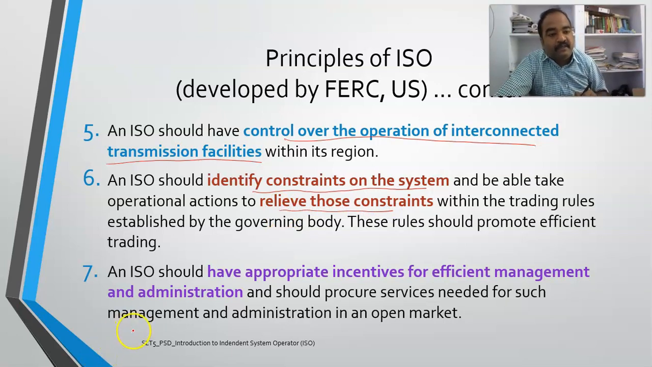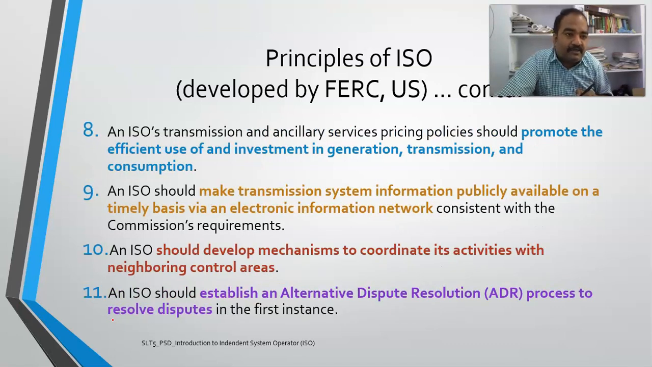And at the same time, let us suppose that the demand is so high that the generation is not able to cater for it. Or let us suppose there is an exigency where a generator has suddenly tripped off and you are supposed to provide for the demand. If some other person comes up and offers to provide you electricity, in that case he must be given some sort of incentive. So an ISO should have appropriate incentives for efficient management and administration. If a person is operating very efficiently, you should provide some incentives such that it improves the morale of that particular entity. That job is to be taken up by the ISO.